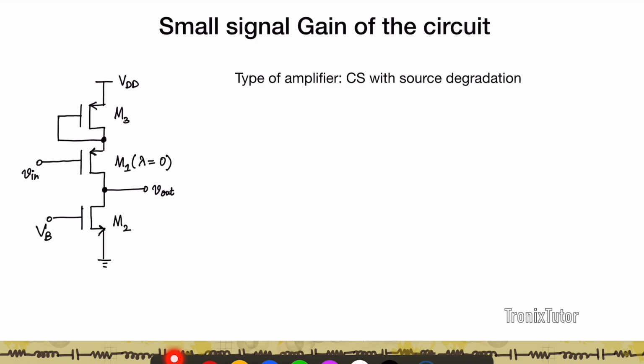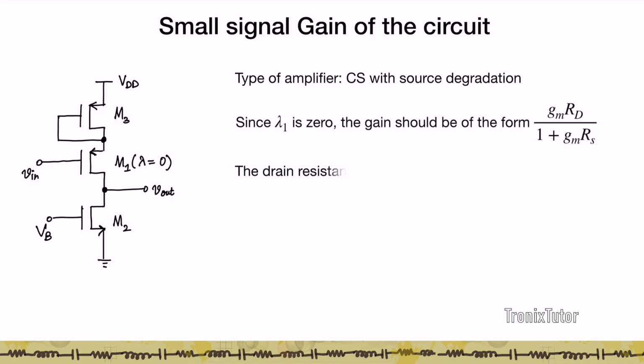So again here we know how the gain of this has to be. Again, given that lambda is equal to 0, this is going to be of the format GMRD by 1 plus GMRS. So we need to identify what is the equivalent RD, what is the equivalent RS, and then we'd be able to write the expression for the same. So the drain resistance, whatever is connected to the top of Vout. In this case, I'm looking into the drain of M2. So the equivalent RD of the circuit is going to be RO2.